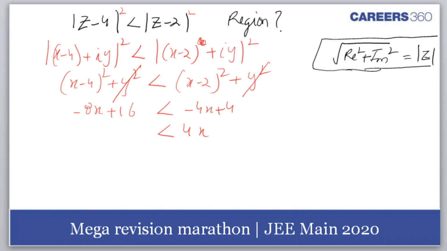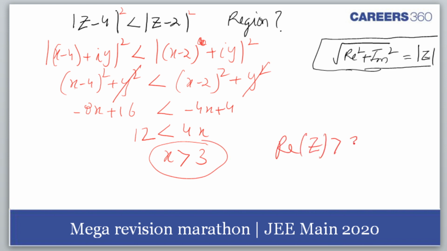Okay. So the x terms and the constants will go on that side. It would be 12. So that means x is greater than 3. x is greater than 3. That means the real part of z is greater than 3. That's the region. I hope some students gave me the right answer.